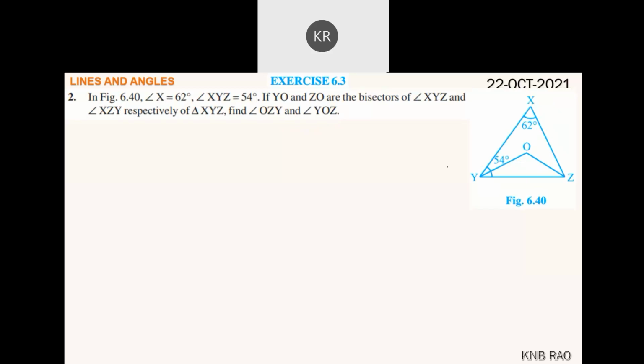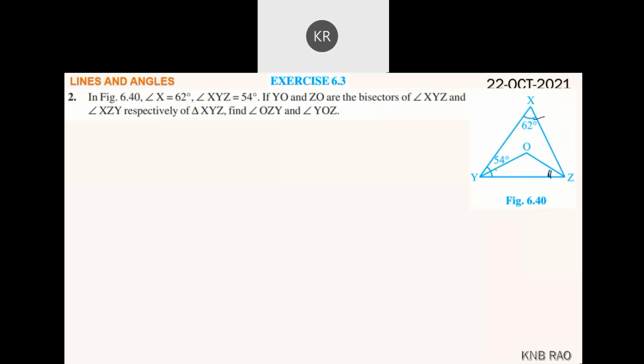In the figure, angle X is 62 degrees, angle XYZ is 54 degrees. The bisector of angle XYZ is YO, and the bisector of XZY is OZ, respectively, of triangle XYZ. Find angle OZY. You are asked to find this angle. Very simple here.